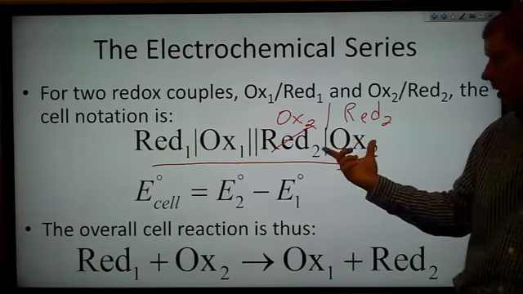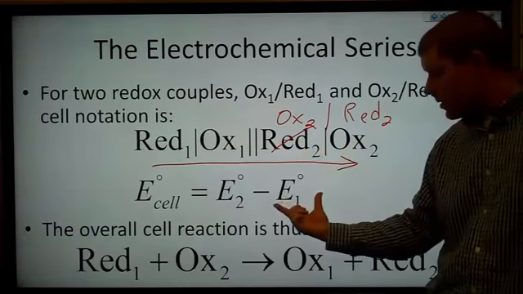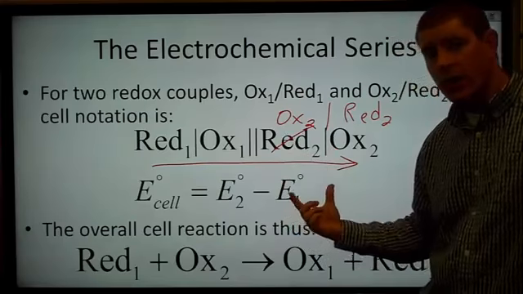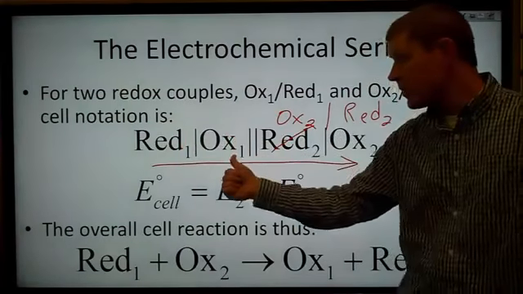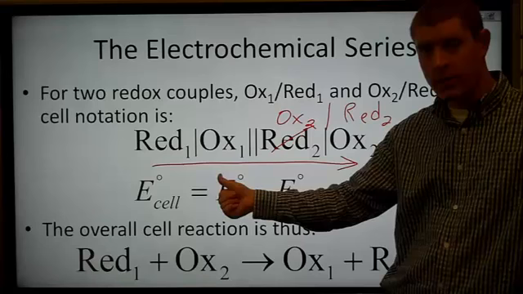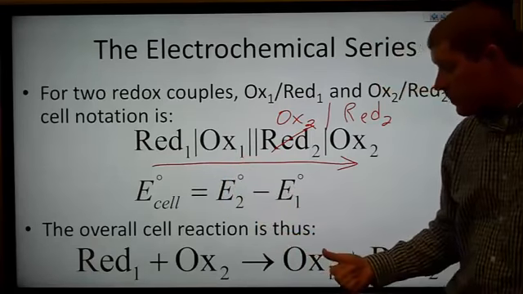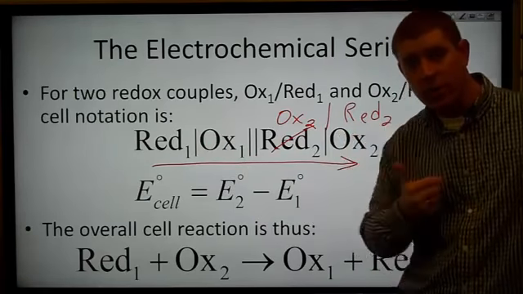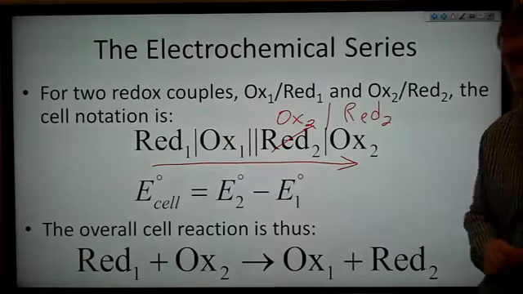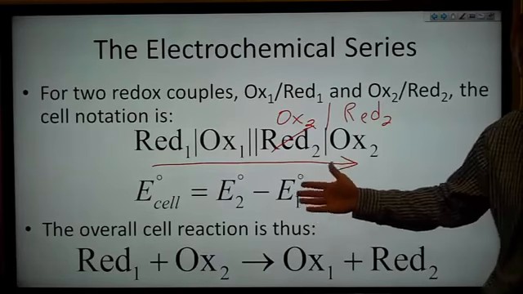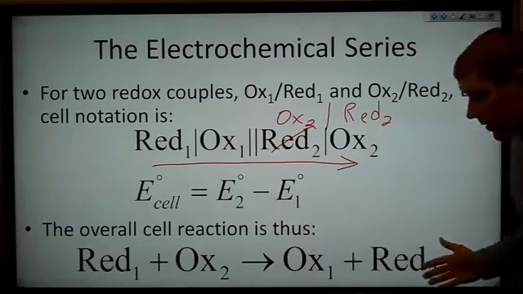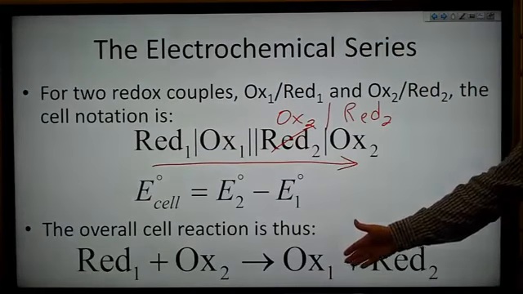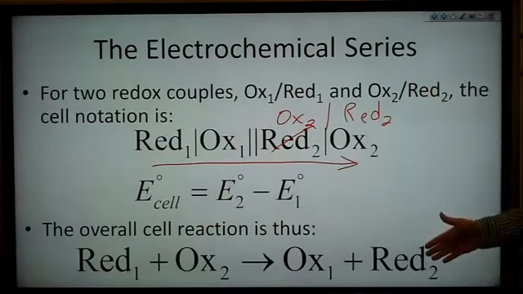And so note here that this guy, E1 naught, we're always measuring the reduction. But we're not reducing species 1. We're oxidizing species 1. Which means we have the opposite reaction. Right? And so when we have the opposite reaction, that means we're flipping our reaction around. We have to flip the sign on our cell potential, the cell potential for that half cell of the reaction. So overall, we have species 1 going from its reduced form to its oxidized form. We have species 2 going from its oxidized form to its reduced form.